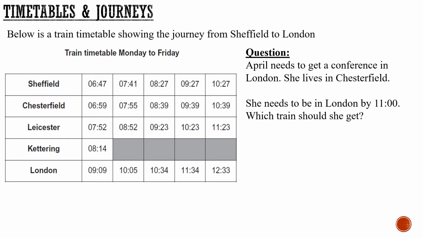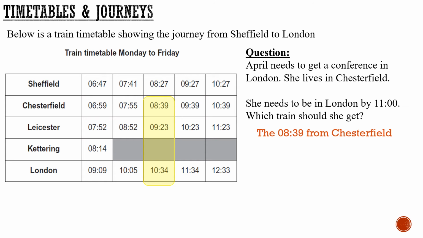So now you need to look at all the trains that are in the timetable and think, well, if she needs to be in London by 11, which one does she need to get? By 11 means it has to be before 11 o'clock, not after 11. So if you look at all the trains arriving in London, the 10:34 train is the latest one before 11 that she could get. Yes, you could get the 10:05 and 9:09, but you're going to be waiting around for a long time. So she's going to get the 8:39 from Chesterfield.